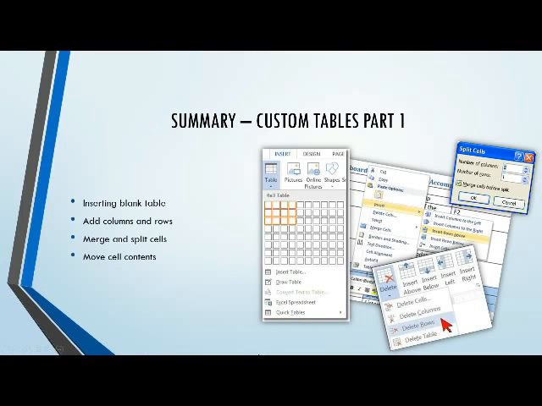Let's summarize what we did in Custom Tables Part 1. We inserted a blank table by going to our Insert tab and telling it how many rows and how many columns we wanted. After our table was inserted, we added some columns after the fact, and likewise with rows. We merged and we split some cells to resize some areas, and we moved some cell contents around by just dragging and dropping, as well as cut and paste and copy and paste.